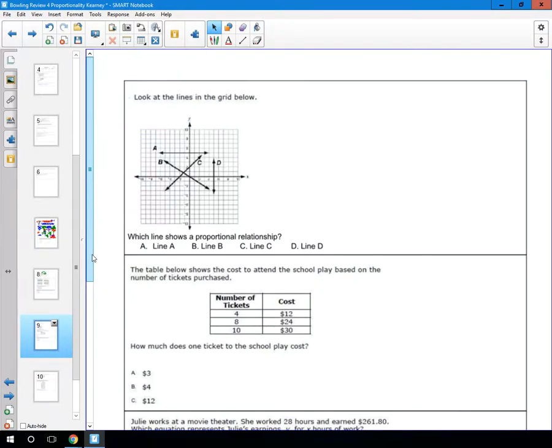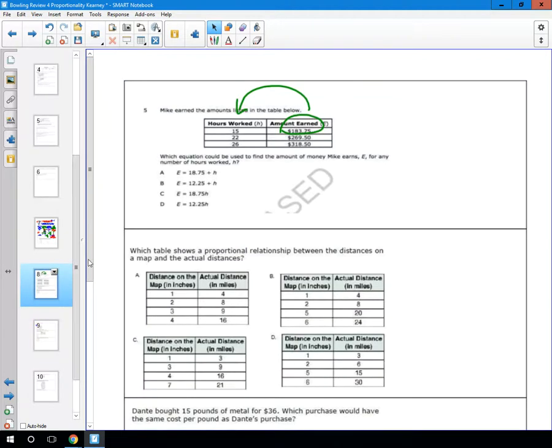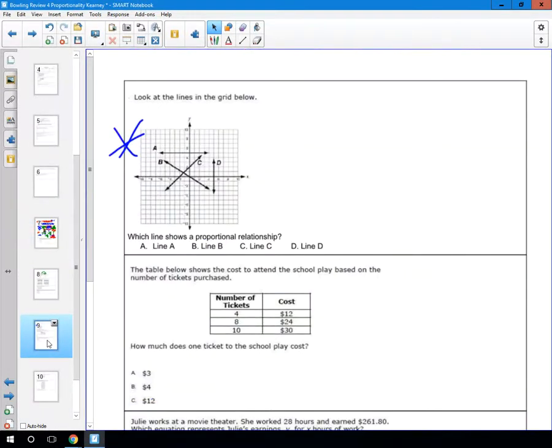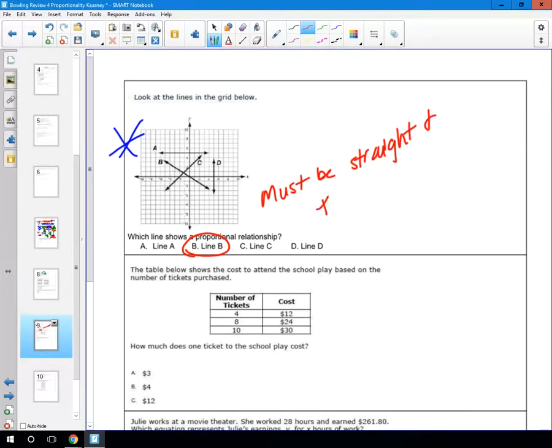I'd like for you to look at the back. Over at the right, where it says, look at the line grid below. Find this problem on the back. And it says, which graph shows a proportional relationship? So remember we said, if we go back to our notes, in order to be a proportional relationship, it had to be a straight line that goes through the origin. So if we go and we look, well, all of them are straight lines. Which one goes through the origin? B. Okay, so it must be straight and through origin.